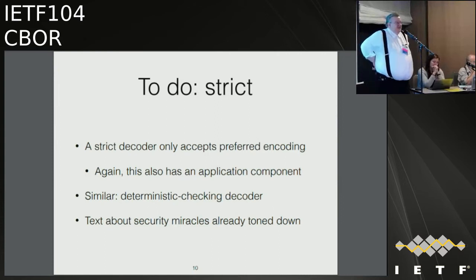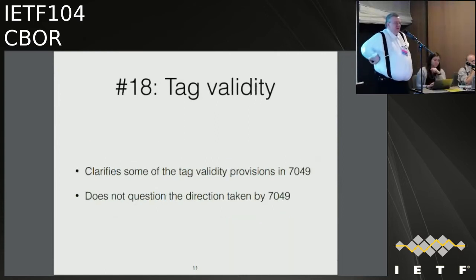So really the pull request that was most difficult for me to integrate was the tag validity one from Jeffrey. The clarifications are good, but I think before we do that, we should think about the direction taken by 7049 here. Each tag defines its own validity requirements based on the state of the universe at the time it was defined. And the problem really is that the state of the universe actually changes.